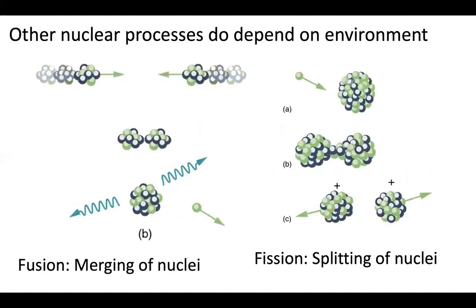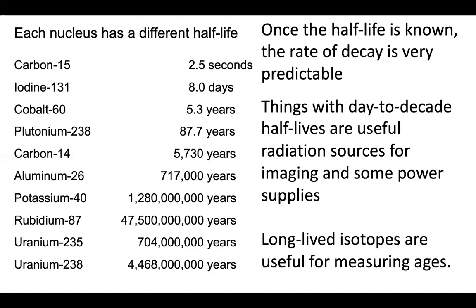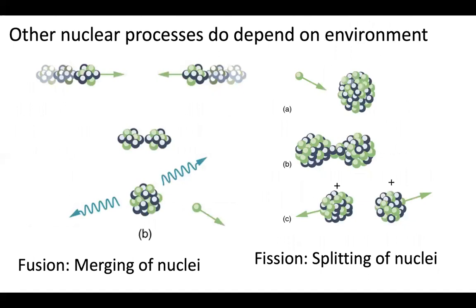However, there are other reactions, nuclear interactions, nuclear transformations, that are not as predictable, that are equally important. There are nuclear processes that you can make happen faster or slower depending on where you put the nuclei. And these are the two ones you've probably heard about. There are fusion, which is the merging of nuclei, and fission, which is the induced splitting of nuclei. And I want to talk about both of these, okay?